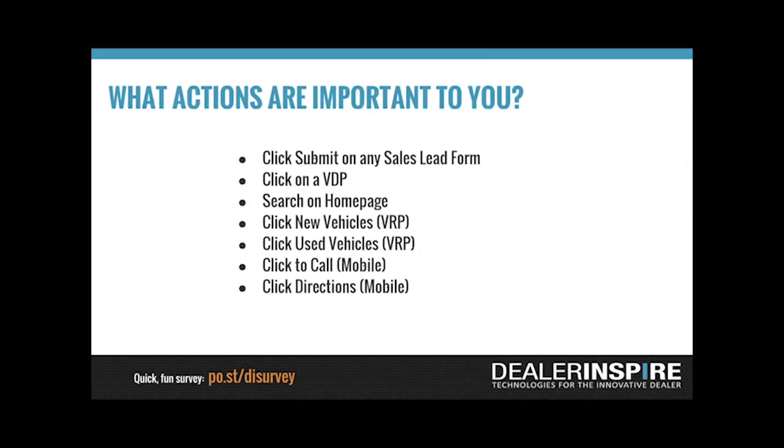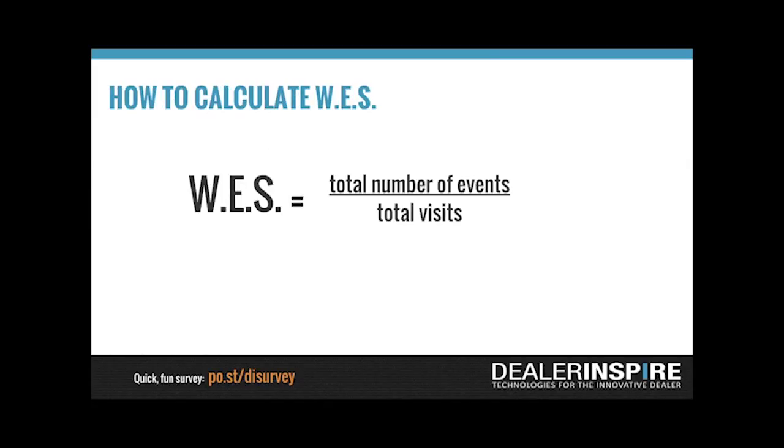Do they make it to a VDP? Do they submit a price form? Do they click to call on mobile? Now, once you think about these actions, think about how easy and efficient it is for users to take these actions. As we dive into WES now, we're going to cover several things. We'll talk about why WES is important, how to identify what you should be tracking with WES, how to calculate the score, how to then use the scores, and finally, what you need to do to implement the scores.